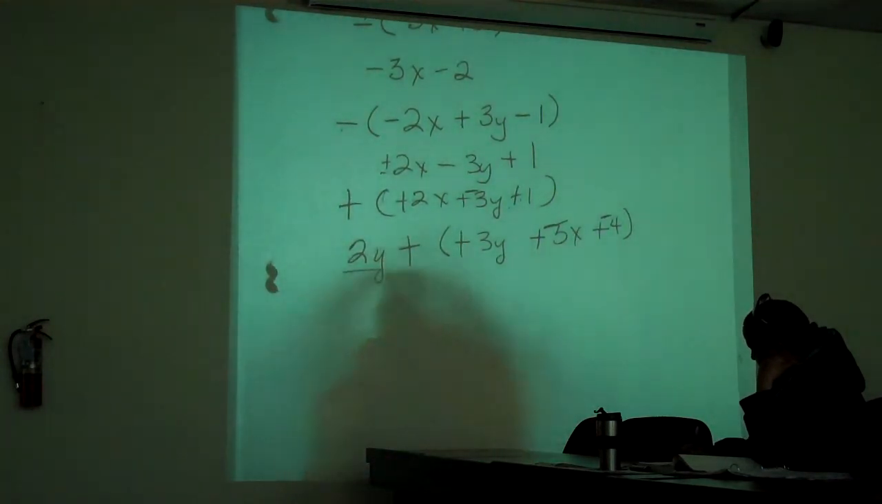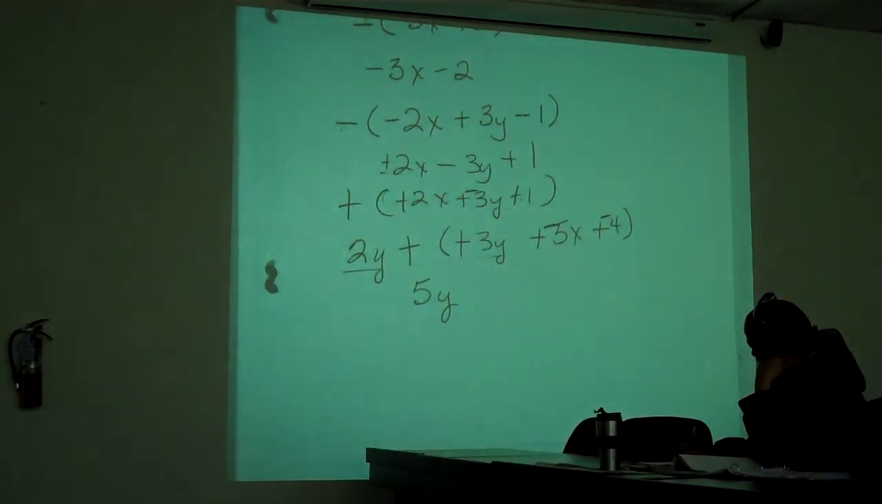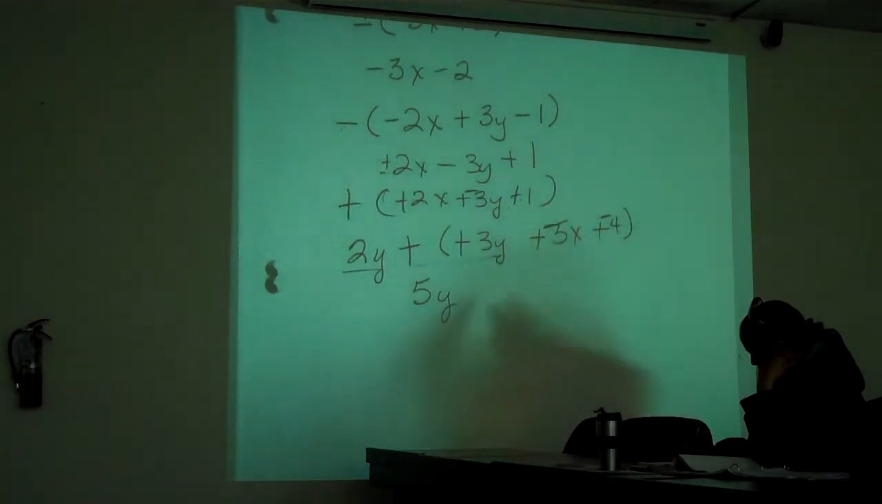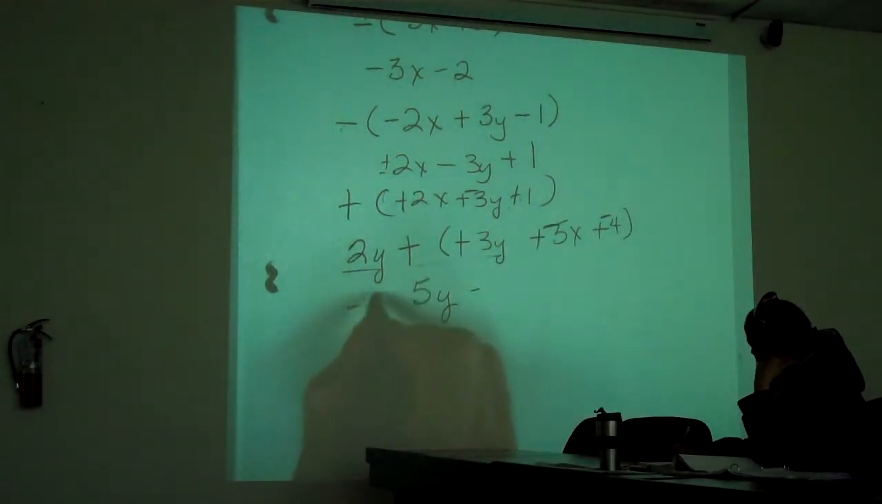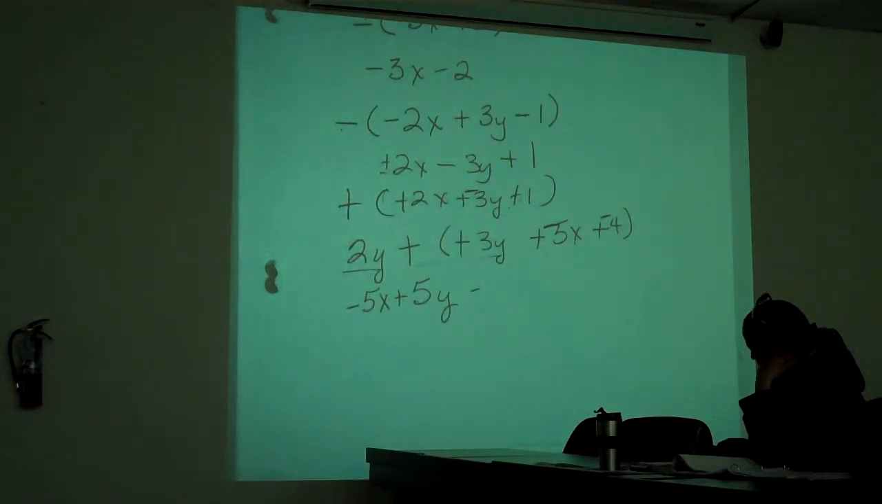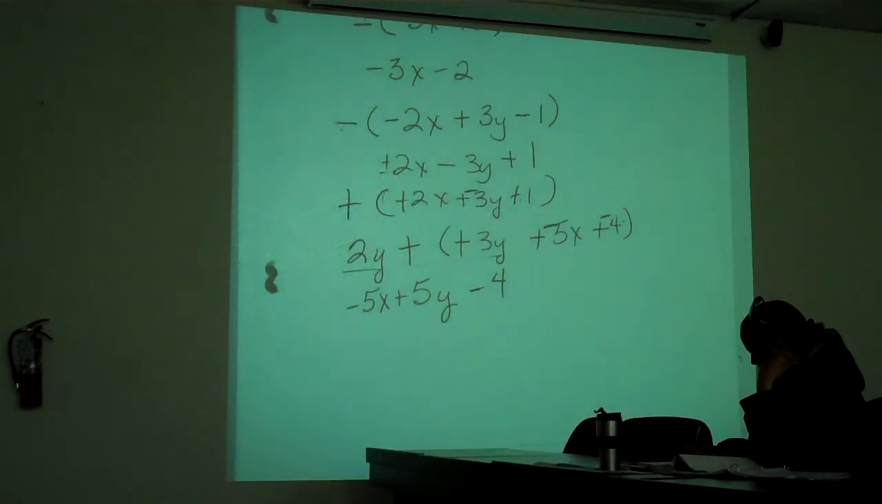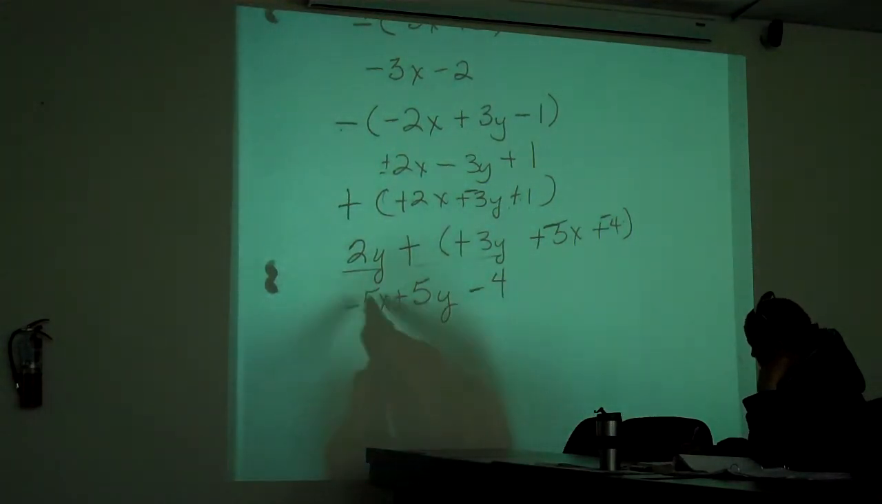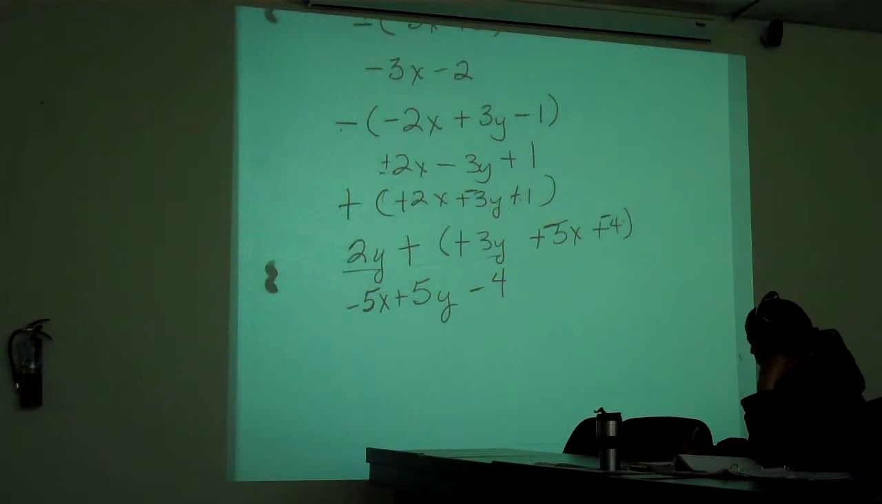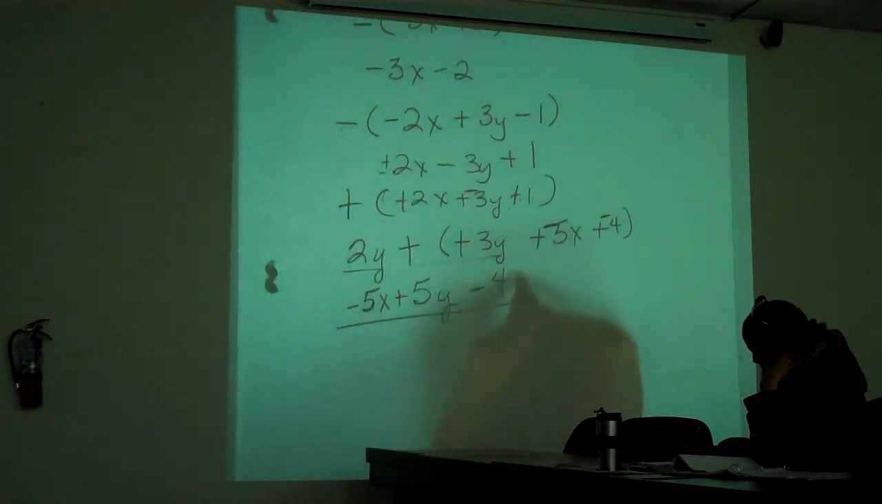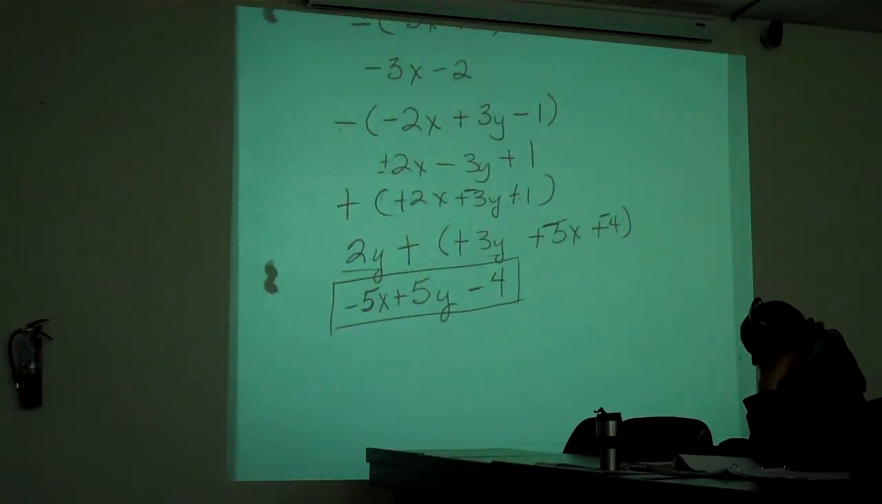So now you have 2y plus 3y is 5y, and then a minus 5x. We'll put the minus 5x in front of here, put it in X, Y, Z order, A, B, C order, and then the minus 4 at the end. The books won't always have it in X, Y, Z order, but it almost always will. That's like the proper way of doing it.